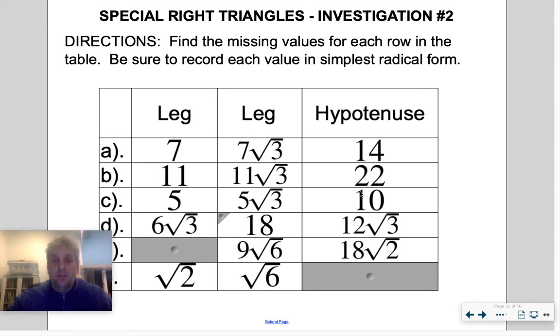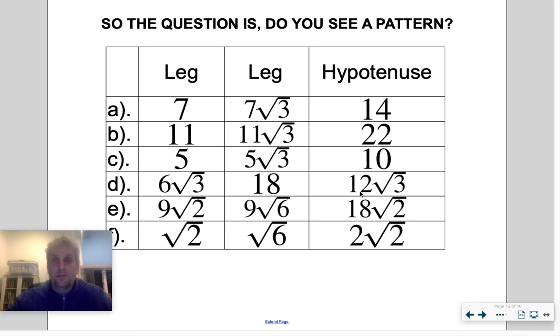All right, so for E, hopefully you got 9 root 2. And the last one, F, hopefully you calculated a 2 root 2. So, just as before, the idea is, are you seeing a pattern in this table? As we said before, I think the first three you might be seeing something. The question is do the latter three still have that same pattern working, or is it still applying to those as well?